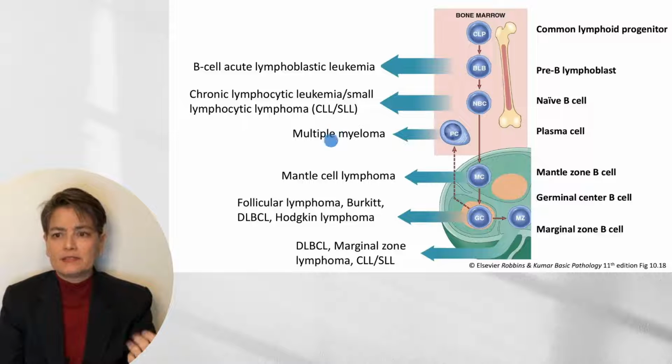Say, oh, these are naive B cells and these are mantle zone B cells. This can be useful in terms of looking at immunophenotyping, but really at this point, unless you're going to become a hematologist or hematopathologist, it's just useful as a framework.